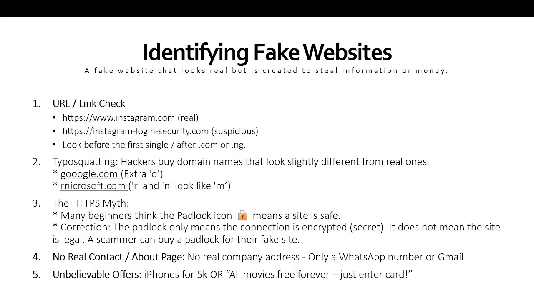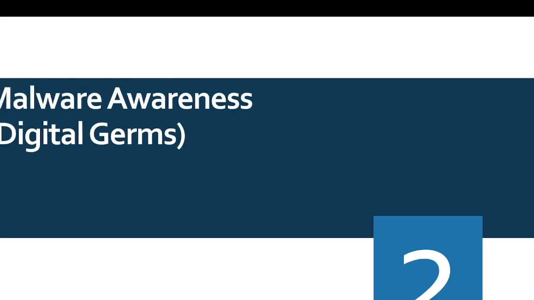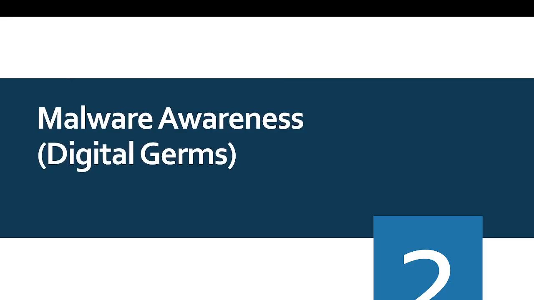And also unbelievable offers. These are things we are just repeating. No real contact on the about page, no real address. That is how to know a fake website: the website doesn't have a real address on their about page. And the third we're going to look at is malware awareness. We'll look at scam, we'll look at phishing. So the last one is going to be malware awareness.